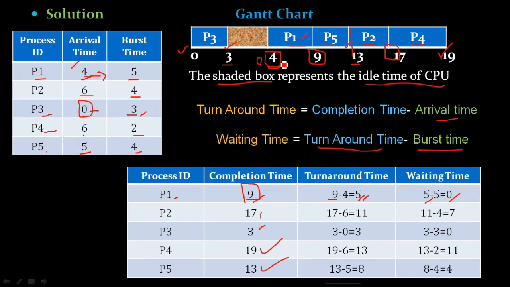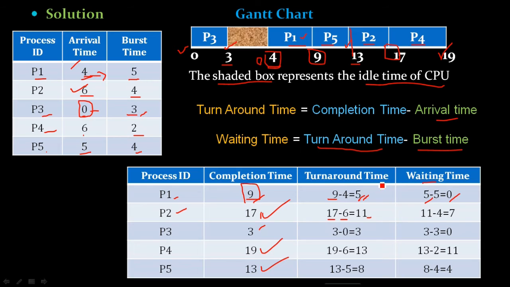Let me go to P2, right? We have already calculated the completion time, that is 17, right? For calculating turnaround time, 17 minus 6, that is the arrival time. So we have to go to this table, arrival time, right? This is the completion time, 17 minus 6, 11. So 11 is the turnaround time of P2, right? Now the waiting time for P2 is 11 minus 4.